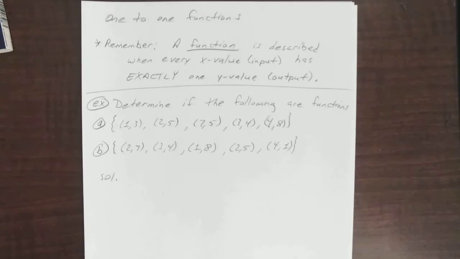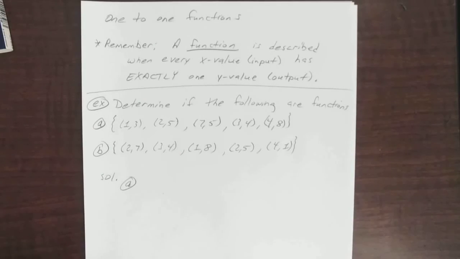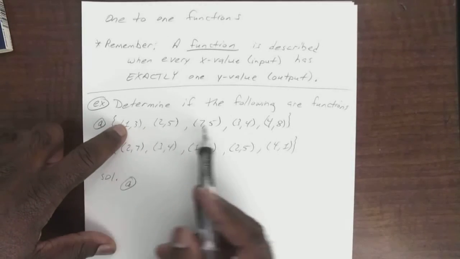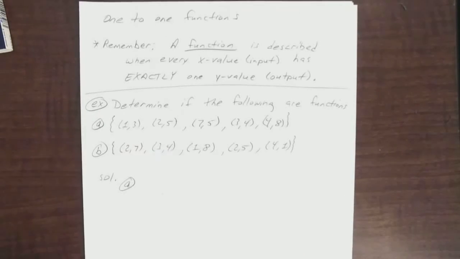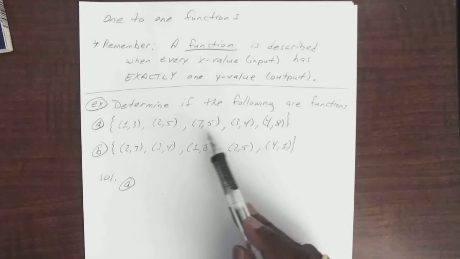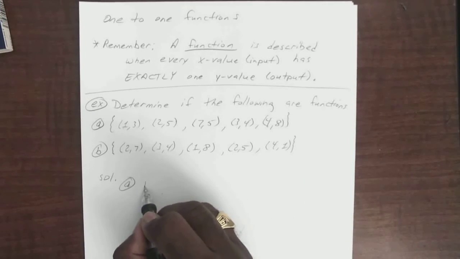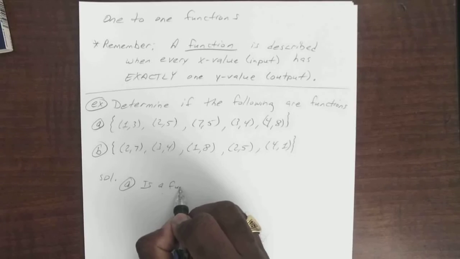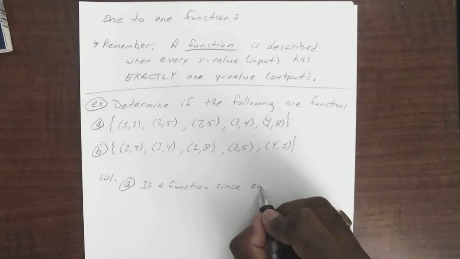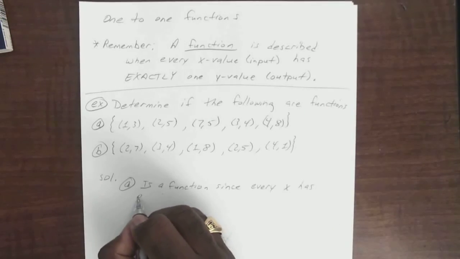Okay. So we can see for A that it is a function, because 1 only has one y value. You don't see 1 equal anything else. 2 only has one y value. 7 only has one y value. 3 only has one y value. 4 only has one y value. So it is a function since every x has one y.